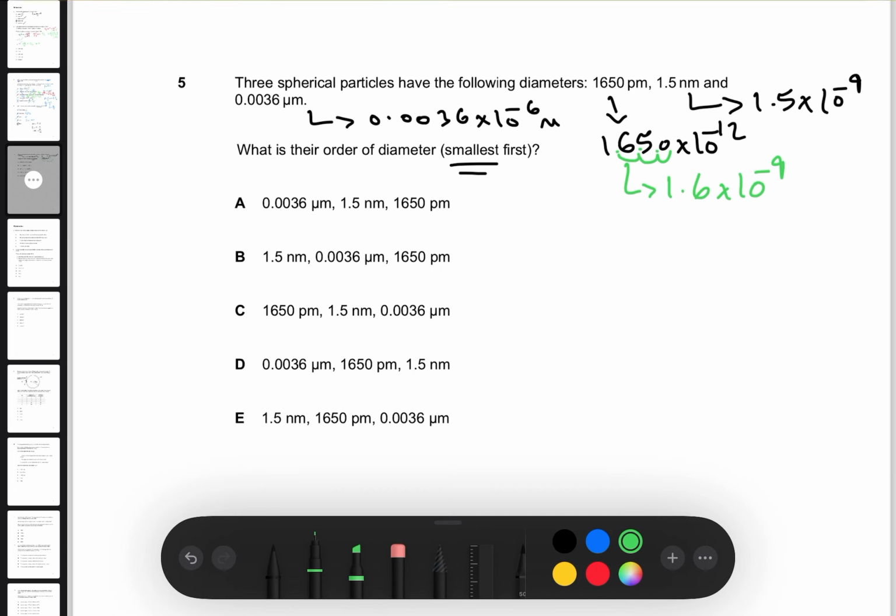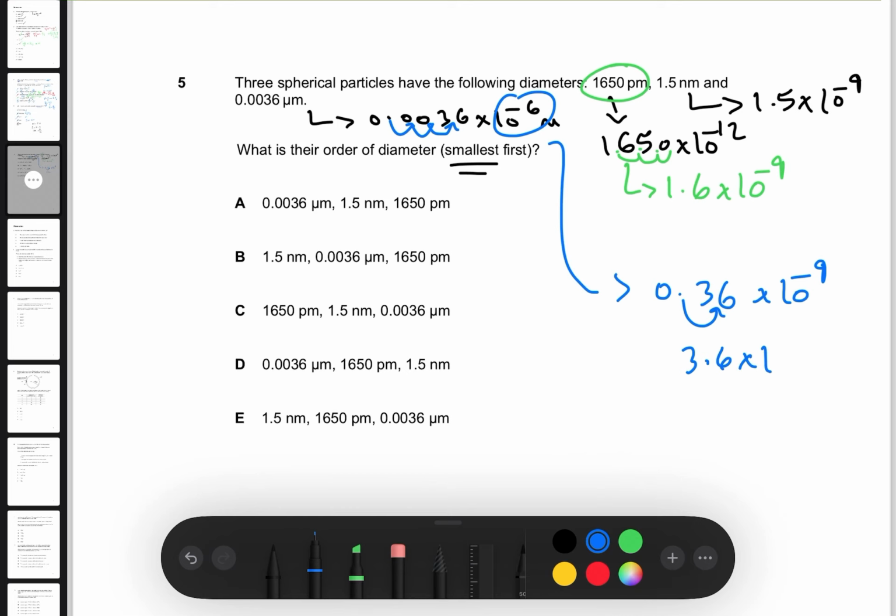So far we established that the picometers is actually not the smallest. Let's take a look at the micrometers now. Well, that one, we have the decimal place here, and we can move this 1, 2, and then 3. So we can add 3 to the units of that negative 6. And that would give us, technically speaking, 0.36 times 10 to the power of negative 9. And if we add this one more time, you would get 3.6 times 10 to the power of negative 10.